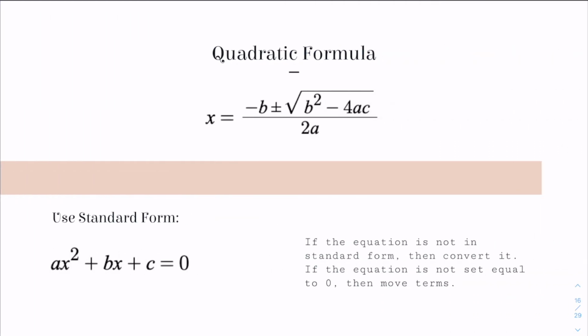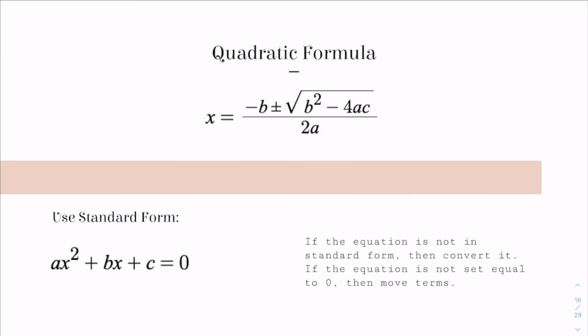So here's our quadratic formula. X equals -b plus or minus the square root of b squared minus 4ac all over 2a. And then there's a reminder that your standard form is ax squared plus bx plus c. And remember, if the equation is not in standard form, you must convert it. And if the equation is not set equal to 0, you need to move those terms over using your inverse operations to get the standard form equal to 0.